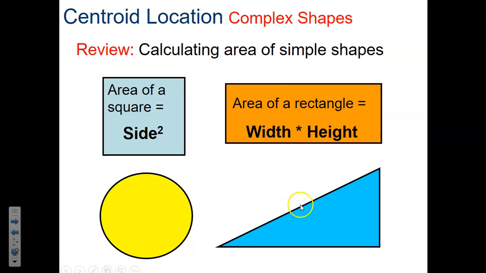The area of a triangle is 1/2 base times height. Oops, they jumped a circle first. The area of a circle is equal to pi r squared. So again, notice that that's r for radius, not the diameter. Okay.